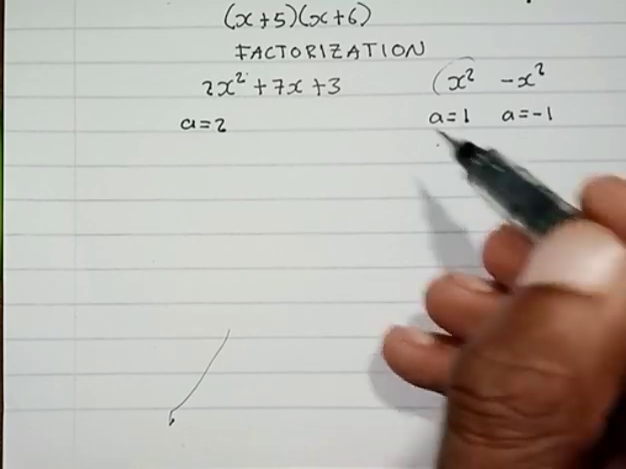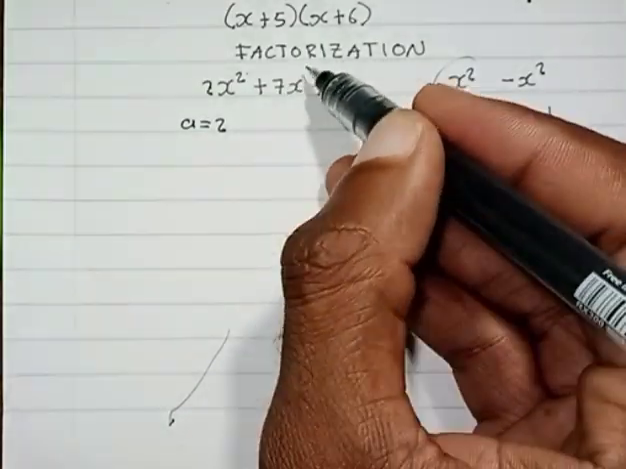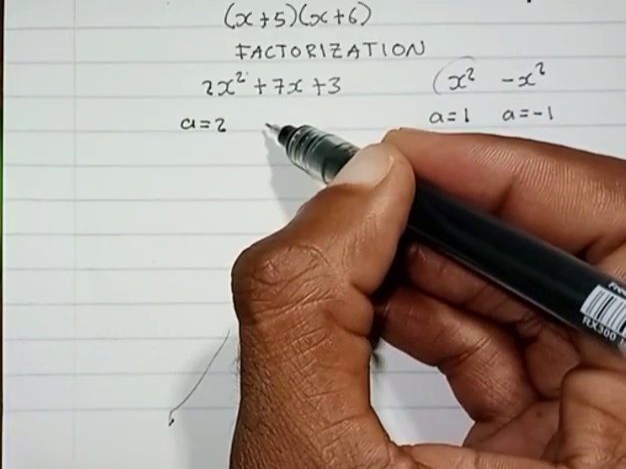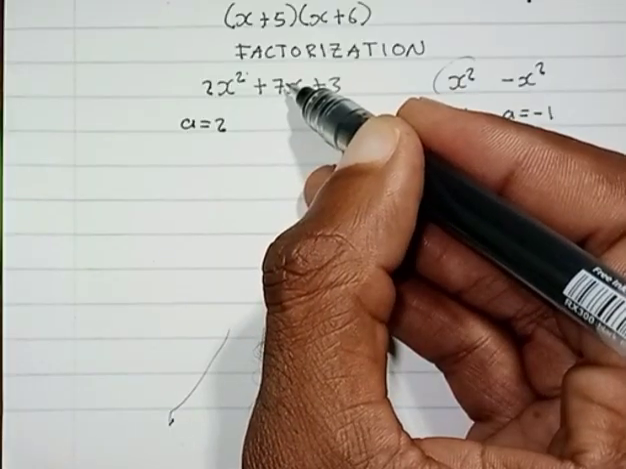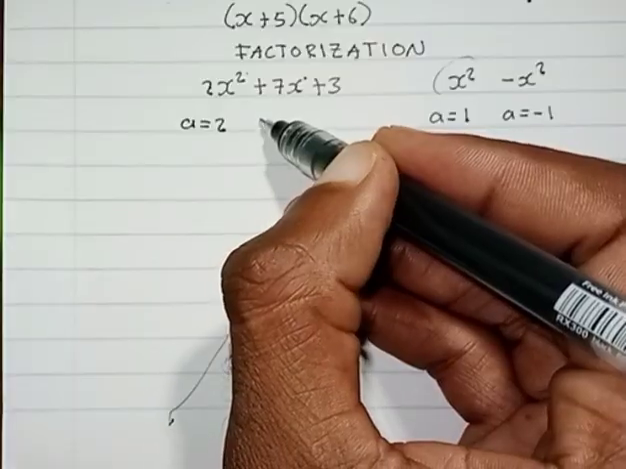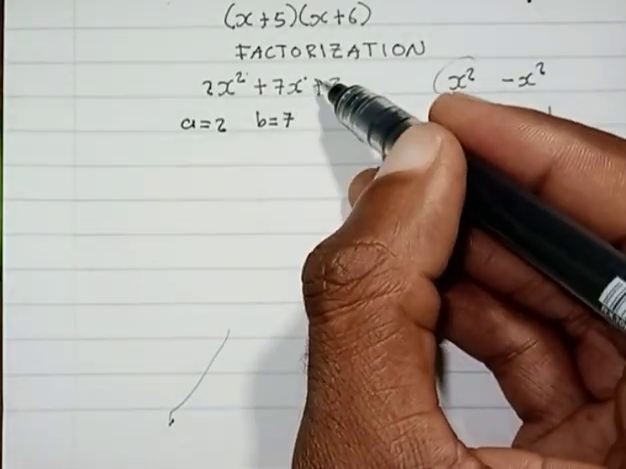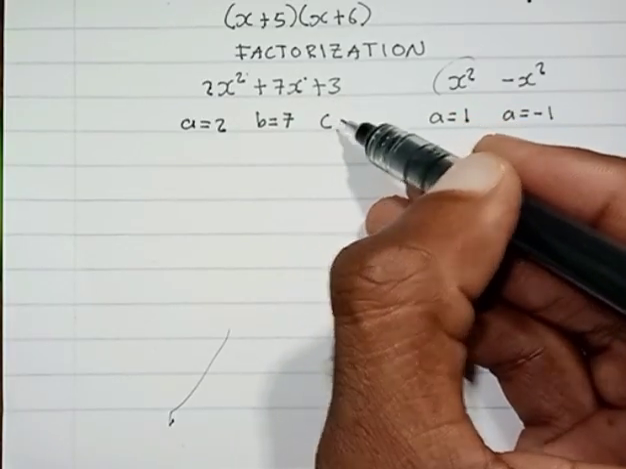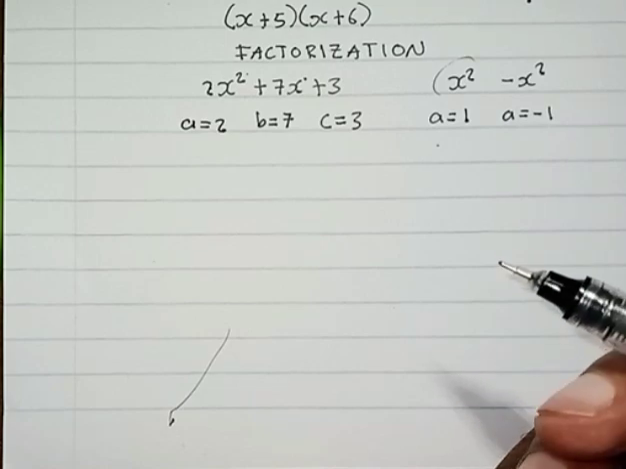We proceed. Then the number which is in front of the x which doesn't have a power, or which has power 1, that coefficient is called b. So this is our x, it has power 1, so the number is called b. So our b is positive 7. Then this number which doesn't have an x is called the constant, or c. So we say c is equal to positive 3, like that.